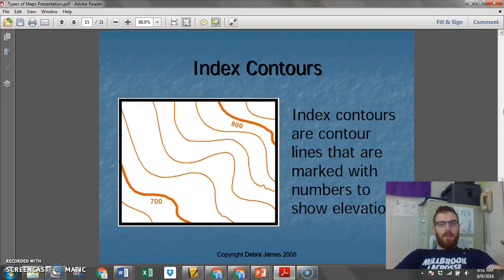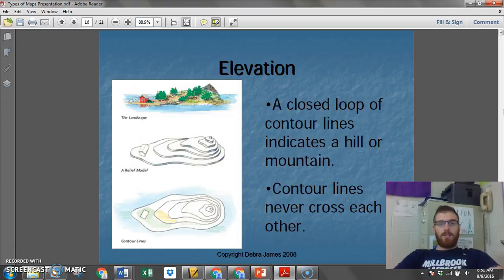I mentioned this previously. An index contour is just a contour line marked with the number that shows elevation. Okay, so a closed loop of contour lines indicates a mountain or a hill. You can see this here. If this was the model that we were trying to represent, turned into a topographic map showing contour lines, you can see that the hill here is a closed loop of contour lines.